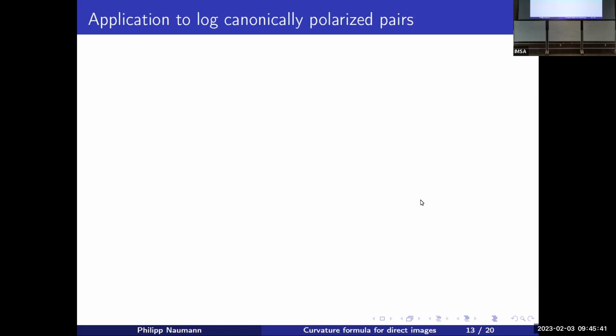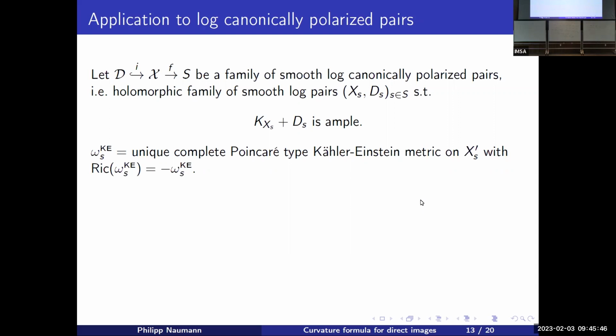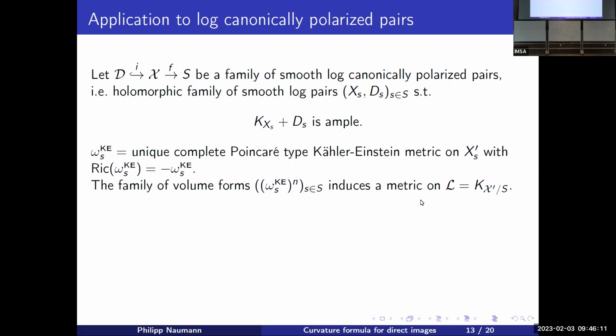And then what can we derive from it? The main application is, of course, as I mentioned, the case of the log canonically polarized case. So I have a family with K_X plus D being ample. And then by work of Kobayashi and Tian-Yau, I have the complete Poincaré type Kähler-Einstein metric on the open fibers, so negative Ricci curvature minus one. And now the role of L is the relative canonical bundle here. And this family of the corresponding volume forms derived from the Kähler-Einstein metric gives a natural metric on L.